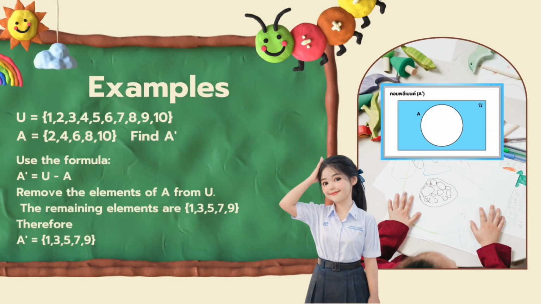Let's look at an example. Let U equal {1, 2, 3, 4, 5, 6, 7, 8, 9, 10}, and A equals {2, 4, 6, 8, 10}. To find A prime, we remove the elements of A from U. The remaining elements are 1, 3, 5, 7, 9. Therefore, A prime equals {1, 3, 5, 7, 9}. To conclude, the complement of a set includes all elements in the universal set that are not in the given set. Always remember, A prime equals U minus A.